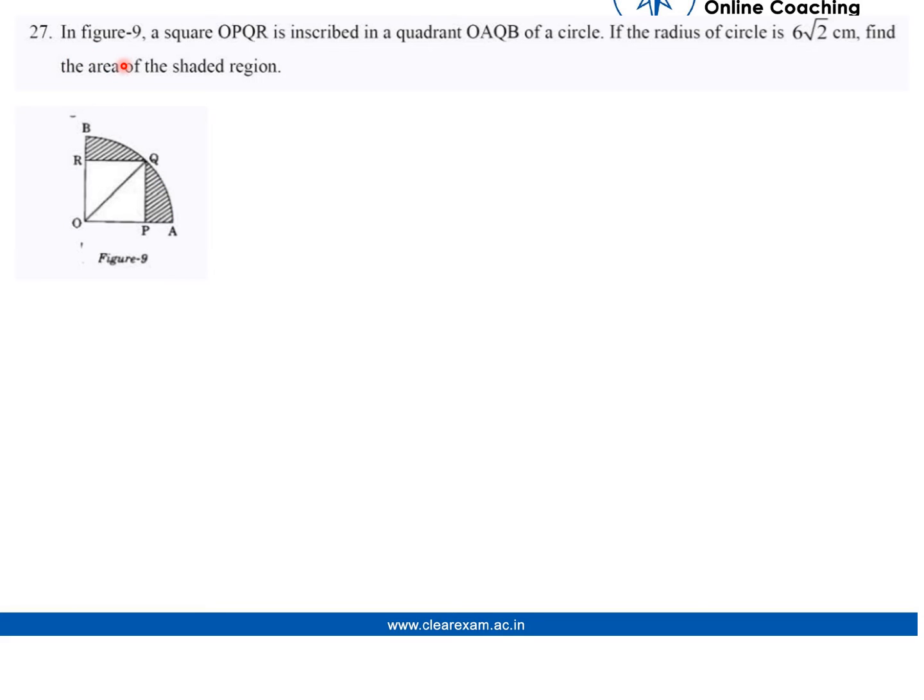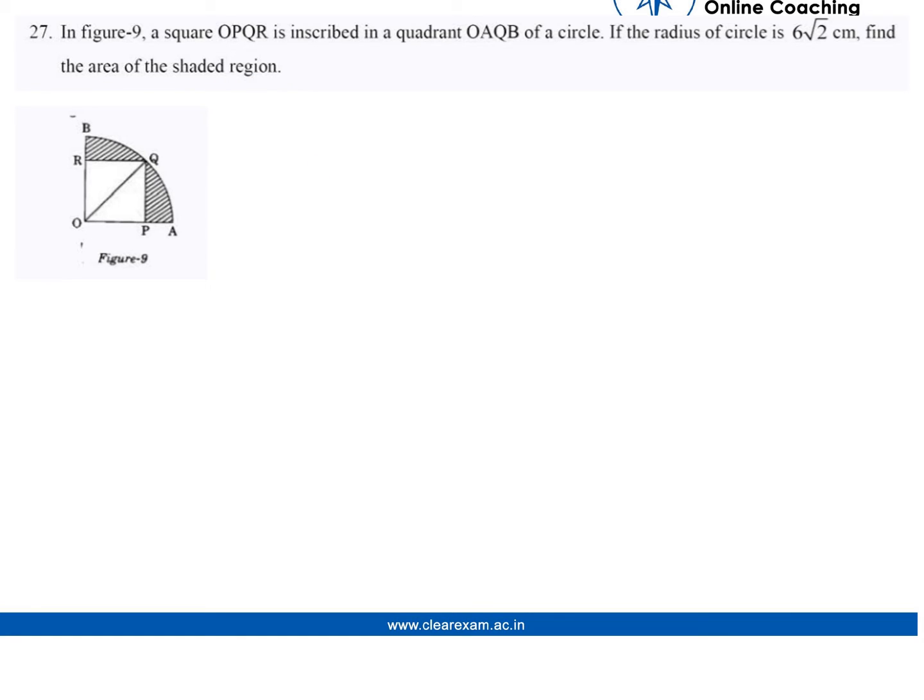The given question says that in the figure, a square OPQR is inscribed in a quadrant OAQB. So this is our quadrant OAQB of a circle. If the radius of the circle is 6 root 2 centimeter, find the area of the shaded region.